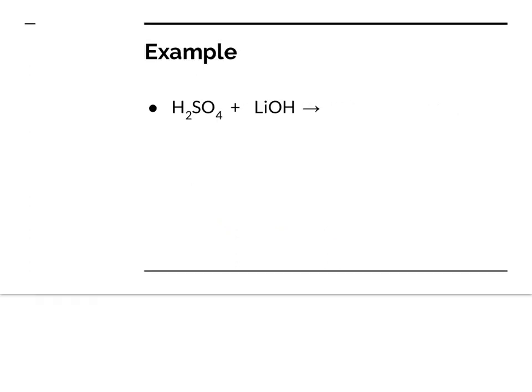Now let's take a look. Here I have the reaction between H2SO4, also known as sulfuric acid, and LiOH, lithium hydroxide. Again, we recognize the H2SO4 as being an acid and the LiOH as being a base. Once we've identified a neutralization reaction as occurring, the first thing we can do is just automatically write down H2O, since the water is forming from the combination of the hydrogen from the acid and the hydroxide from the base.